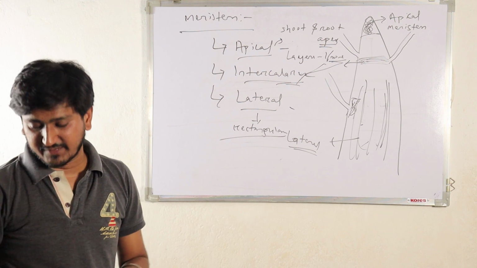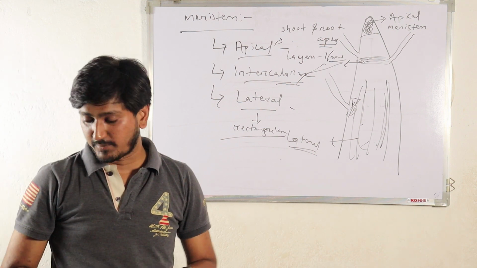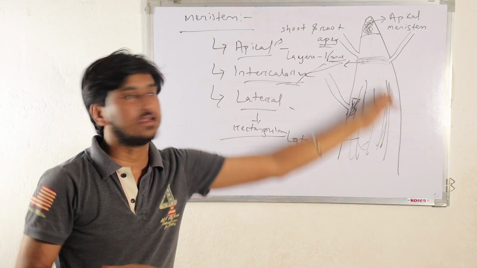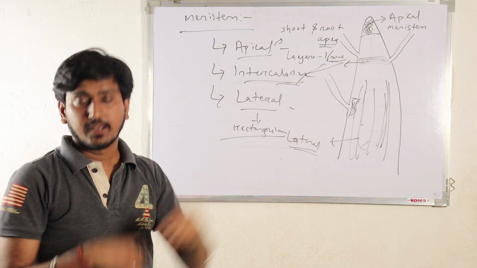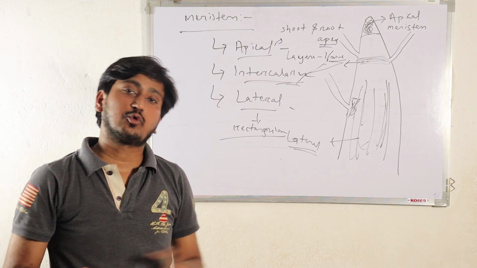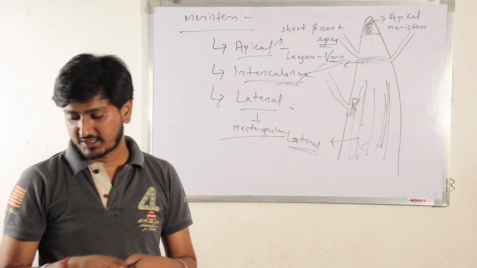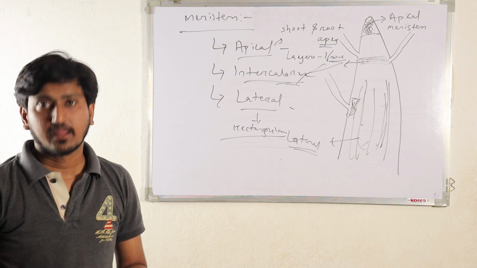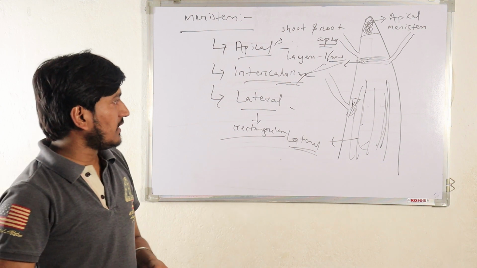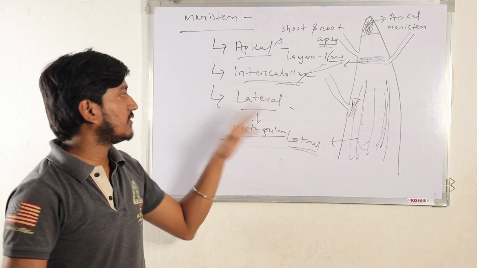And the intercalary meristem, it is present in the plant body in between the other cells or in between the nodes and internodes region, okay? From where new plant parts can arise, okay? Leaves ke node ho gaye, stem ke node ho gaye, jahan se naye plant parts nikalte hain, us jagah pe intercalary meristem milta hai, okay? So, according to the location, these are three types.